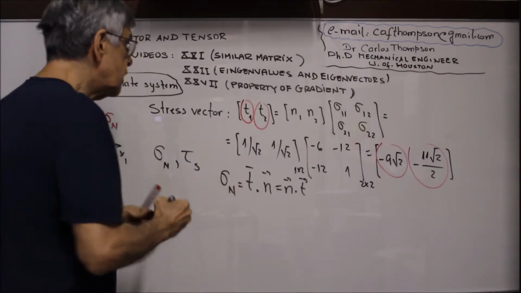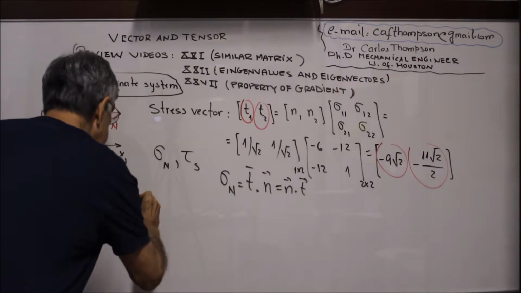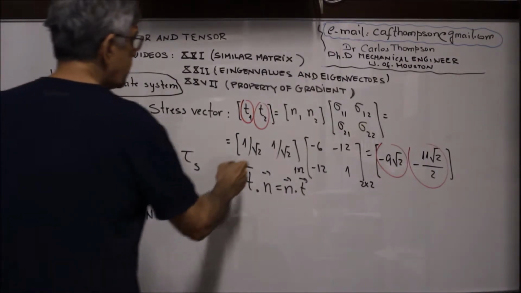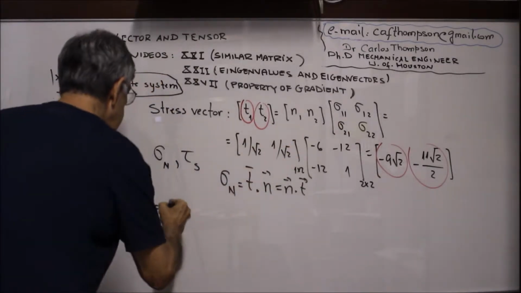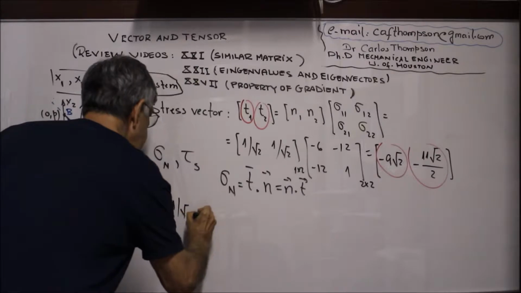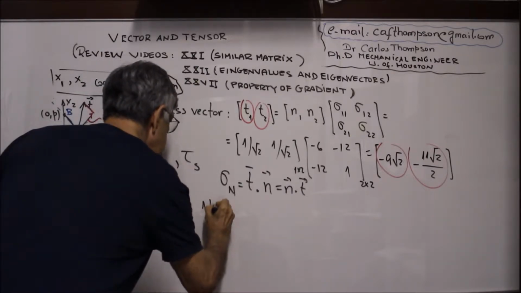Now let's calculate sigma n. So sigma n is equal to, this is the vector n, you see, 1 divided by square root of 2, 1 divided by square root of 2.